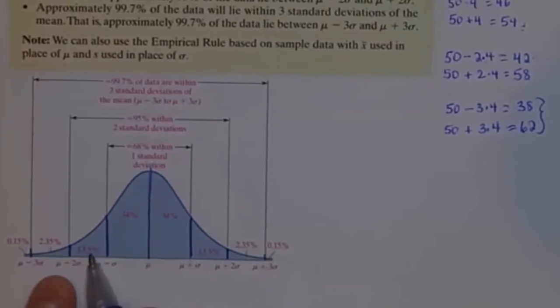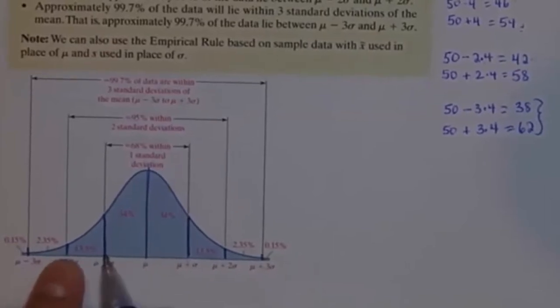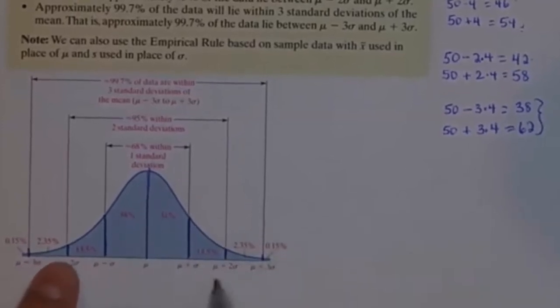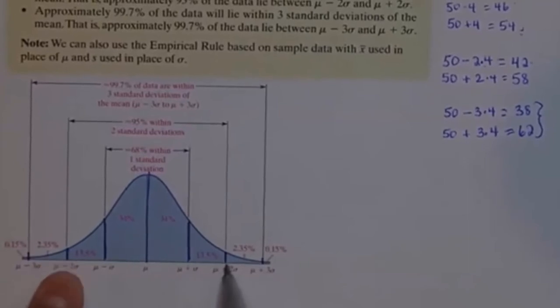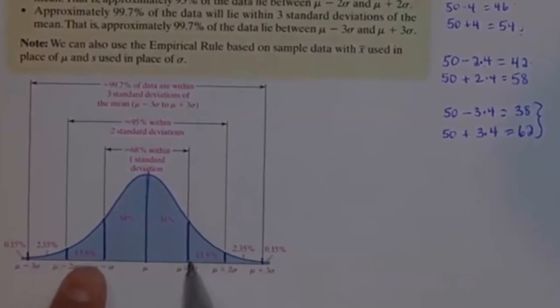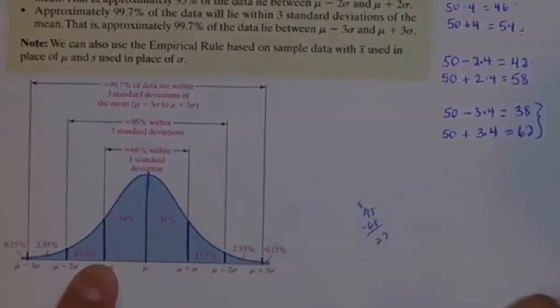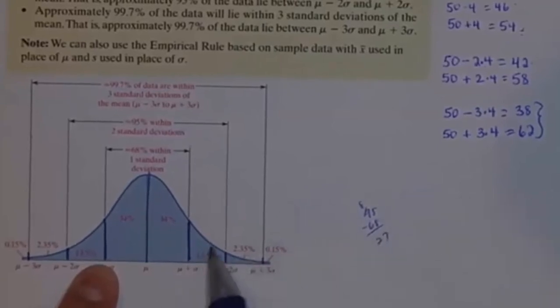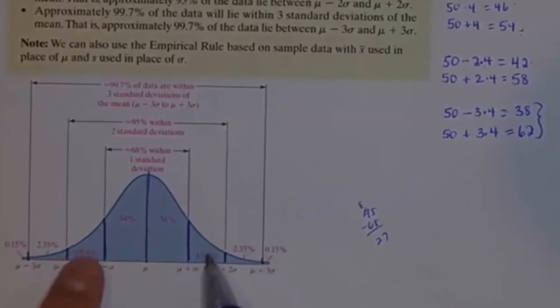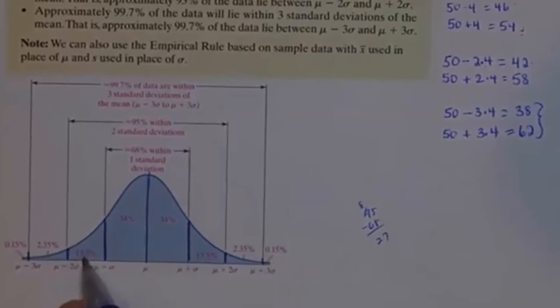And 13.5% of the data would be between this value and this value. And where that comes from is, 95% of the data are between this value and this value. 68% of the data is between these two values. If I take 95 minus 68, that is 27. So 27% of the data would occur here, and half of it would occur in each place. So half of 27 is 13.5. So about 13.5% of the data would be here, and about 13.5% of the data would be here.